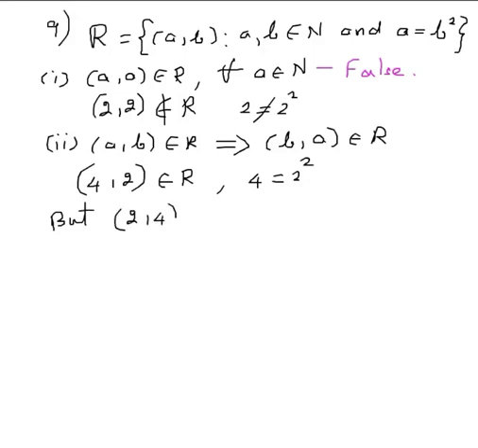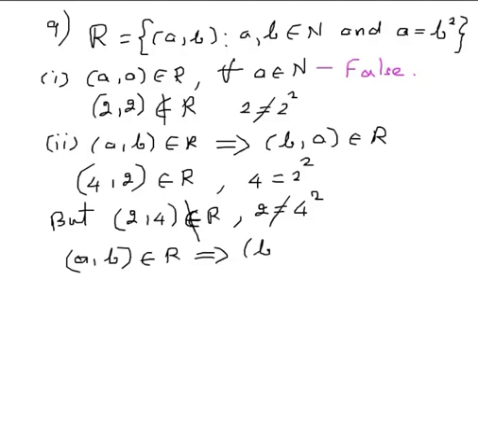Let us check for (2, 4). You have to interchange and check. 4 square should be equal to 2. No, they are not the same. Therefore, it doesn't belong to R. Therefore, the given statement (a, b) belongs to R implies (b, a) belonging to R is false.